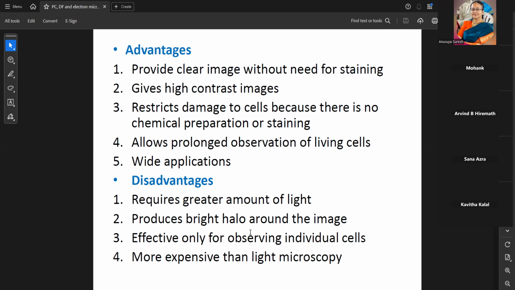Then they have observed that it is more effective for observing individual cells. If you have multiple cells which you are trying to observe, it is difficult to do that with phase contrast microscopy. But for individual cells, it is effective. And then definitely, because we said extra parts have to be fitted to the light microscope, it is more expensive than light microscopy. So these are some of the disadvantages of this method.